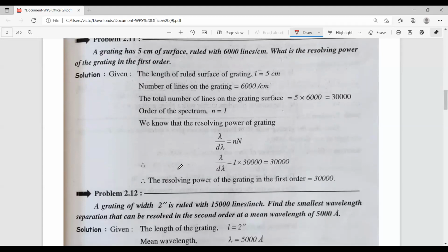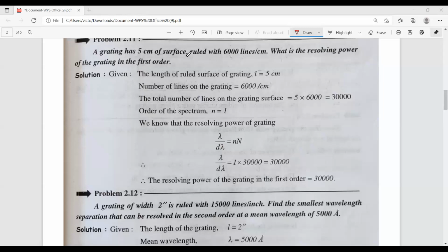The next problem. A grating has 5 centimeters of surface ruled with 6,000 lines per centimeter. What is the resolving power of the grating in the first order?